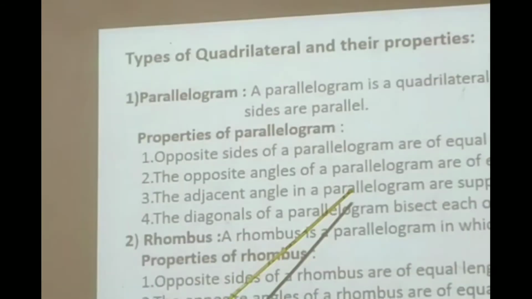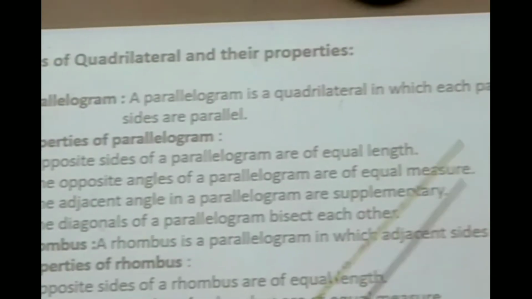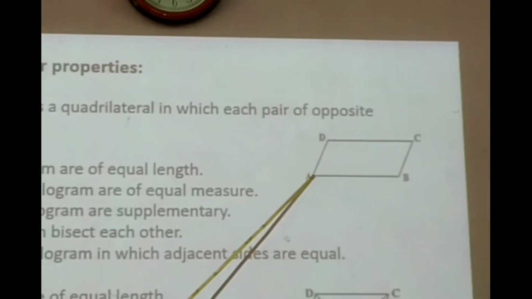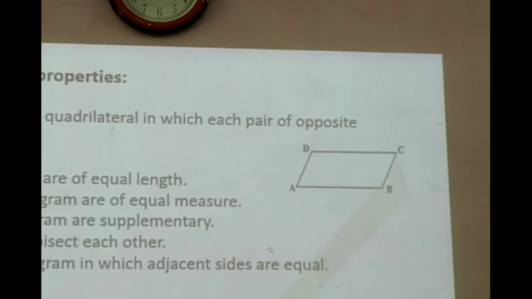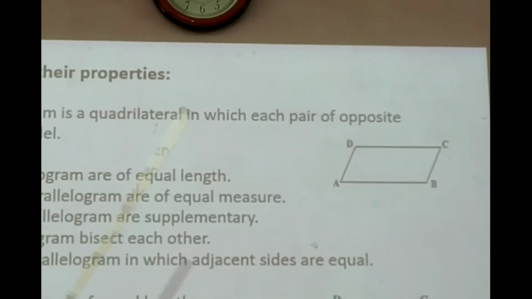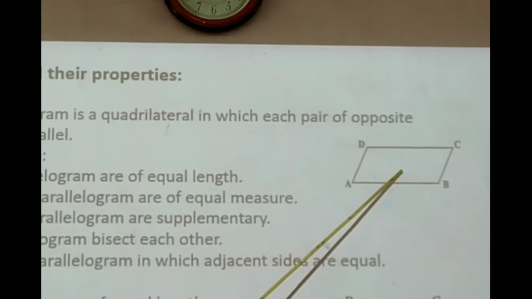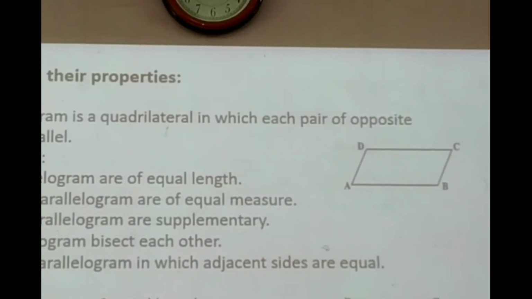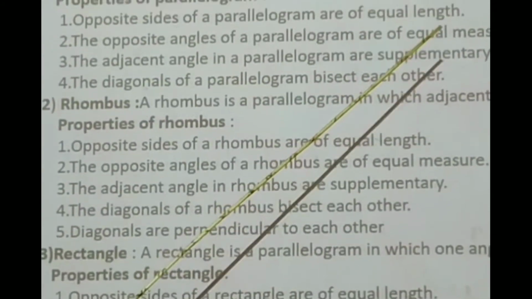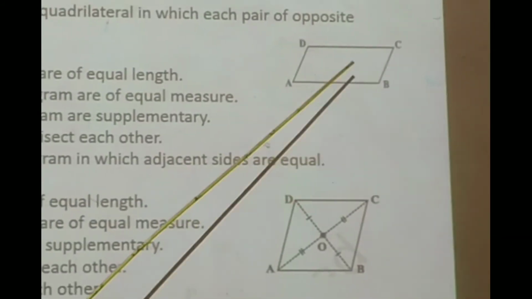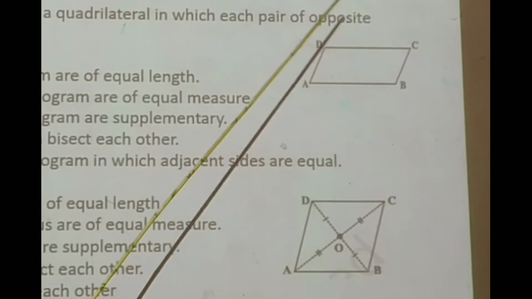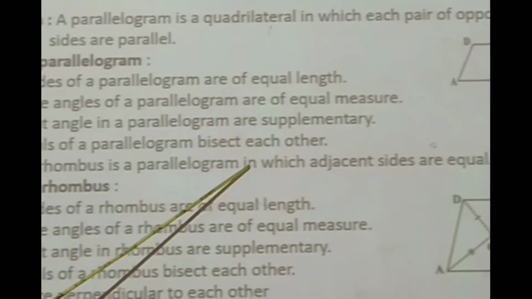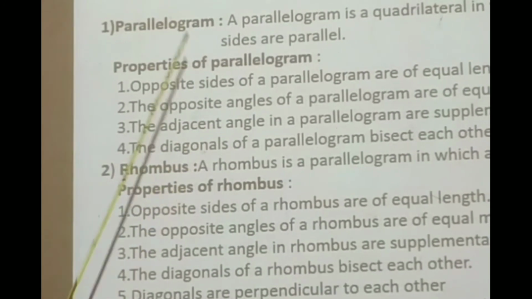Adjacent angles of a parallelogram are supplementary. Means angle A plus angle B, if we take the addition of both the angles, we will get 180. So it is called adjacent angles of a parallelogram are supplementary. And next one, diagonals of a parallelogram bisect each other. If we join AC and BD, then they intersect at this point O. They bisect each other at O. These are 4 properties of a parallelogram.